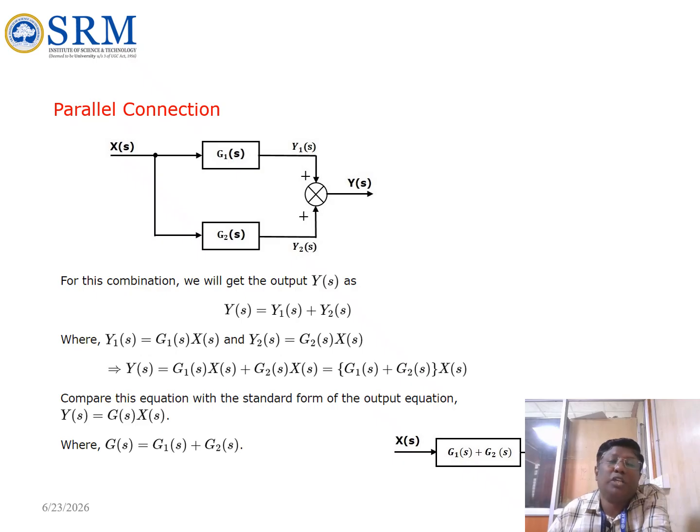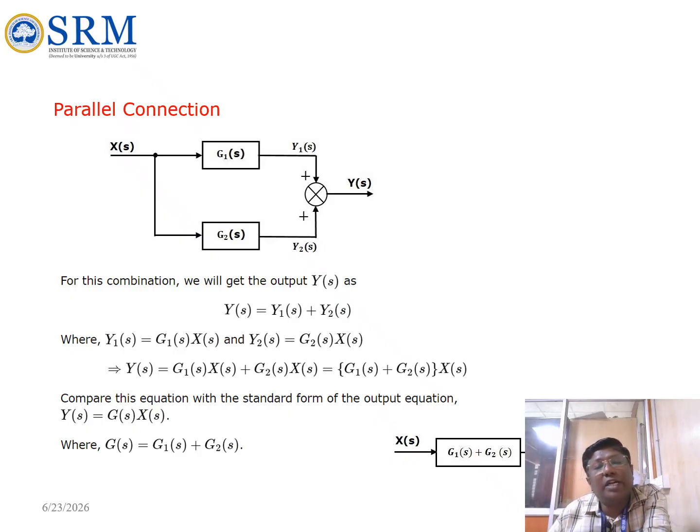In this combination, Y of s equals, so we are having two outputs, so we want to sum them up as Y1 of s plus Y2 of s, where Y1 of s is equal to, we are getting a signal here. The same signal X of s is available here also. So X of s into G1 of s, we are getting as Y1 of s. And for Y2 of s, X of s into G2 of s, we are getting Y2 of s.